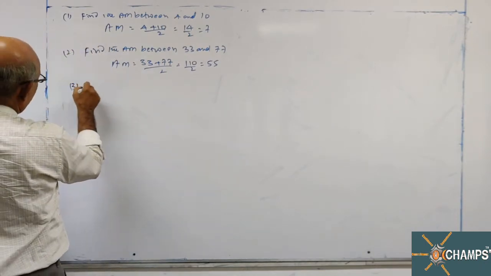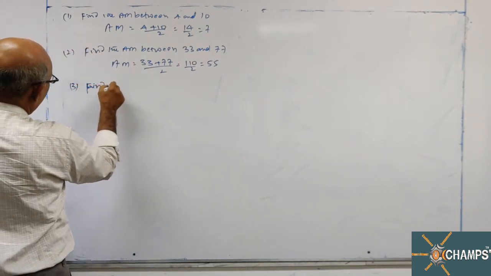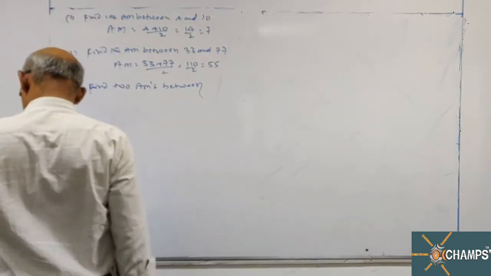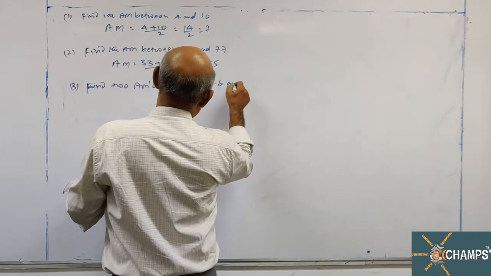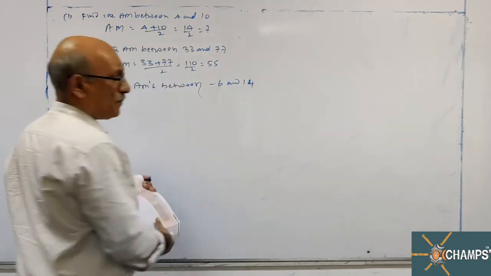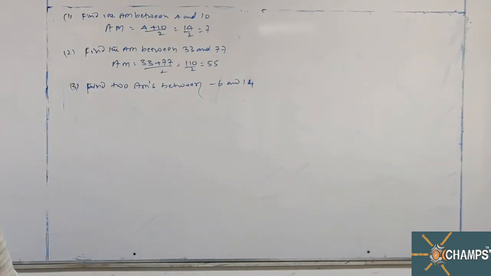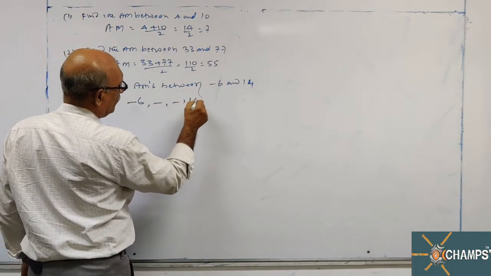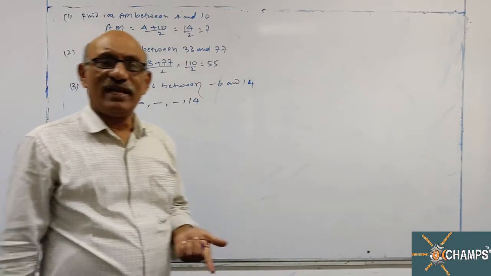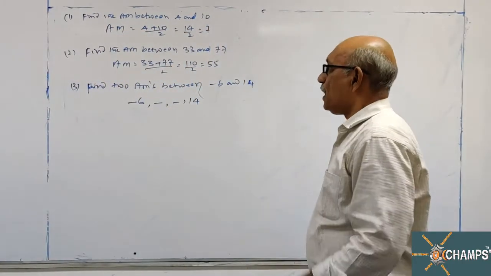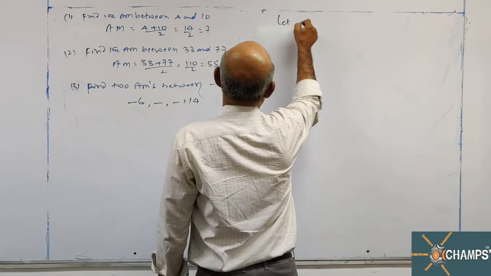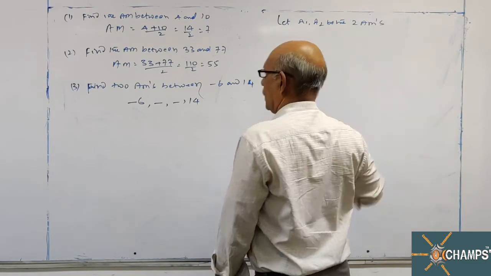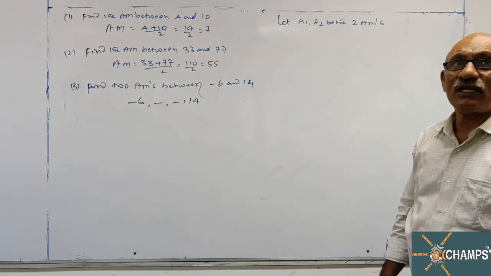Question number 3. Find the two arithmetic means between minus 6 and 14. The same thing can also be written as: you have to find out the missing values. Both are one and the same. Let A1, A2 be the two arithmetic means.